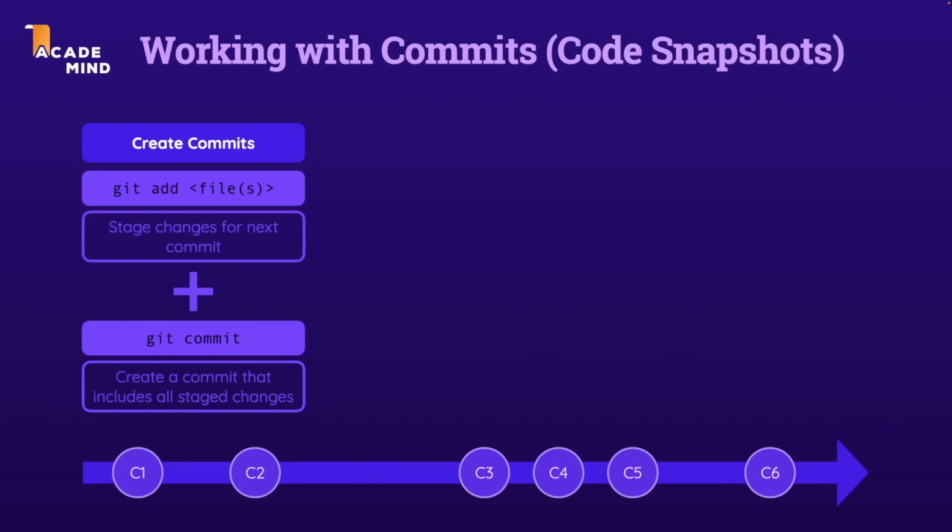And we have this separation between these two commands so that you don't necessarily have to include all changes in all files whenever you create a new commit, but you can pick which changes in which files should be part of one snapshot and which other changes should maybe be part of another snapshot, another commit.